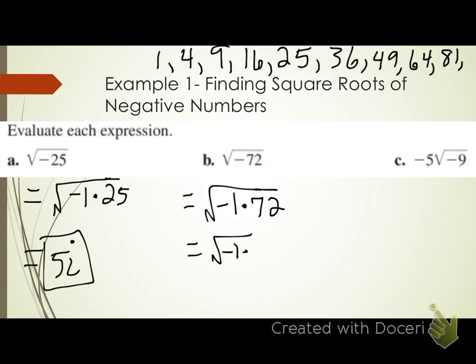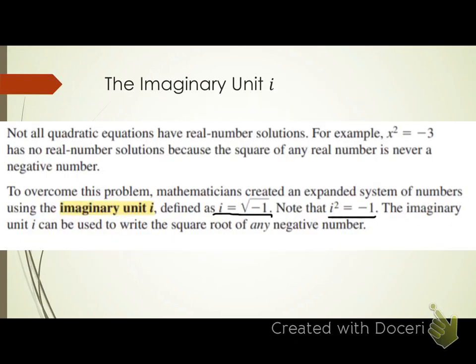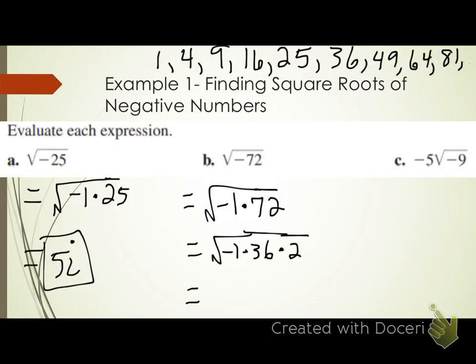Then negative 1 times 36. 36 times what will give me 72? 2. Does everyone see that? Now I'm going to take the square root of the numbers that I can take the square root of. Can I take the square root of negative 1? Yes, it's I. So I'm pulling out an I. What's the square root of 36?